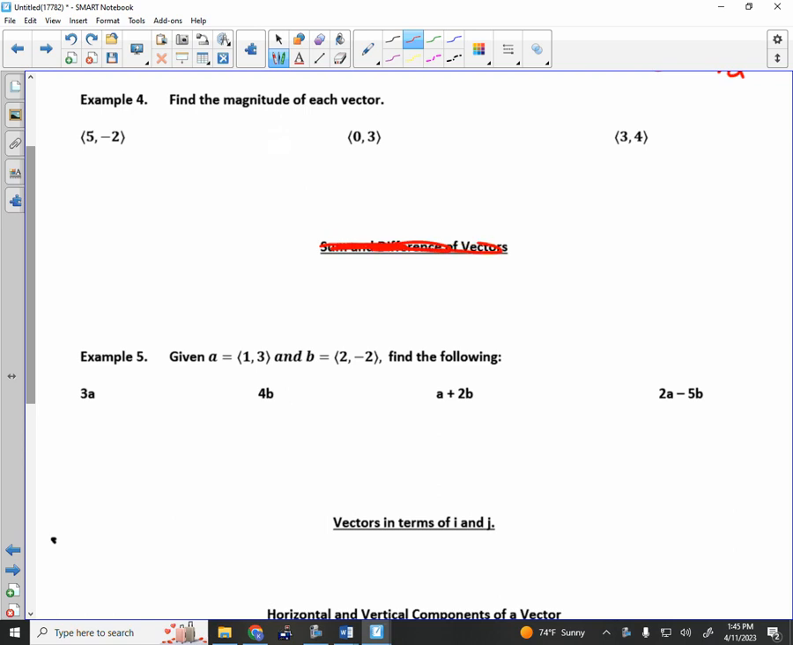We're going to get rid of this sum of vectors piece there. We don't need to talk about that. We'll use this space. We're going to find the magnitude of each vector and the direction. So the magnitude is the length, the absolute value, and in order to do that, I do the square root of 25 plus 4. So the root of 29 is the magnitude.